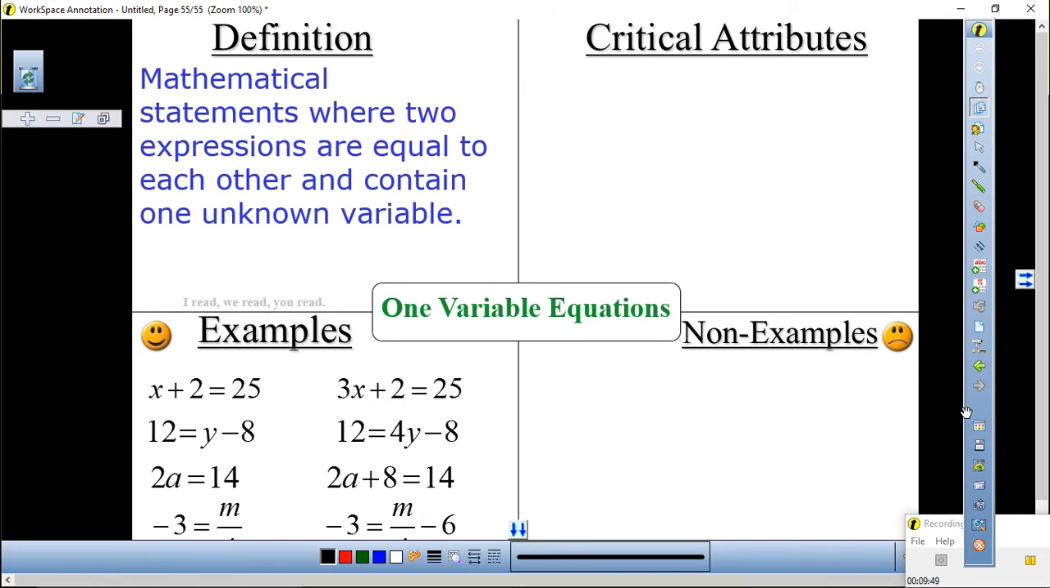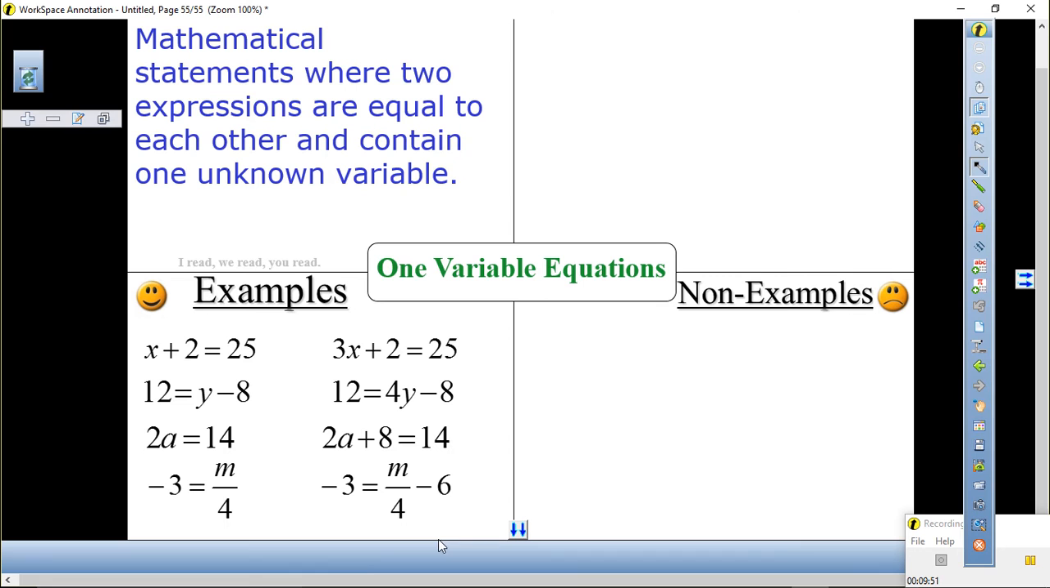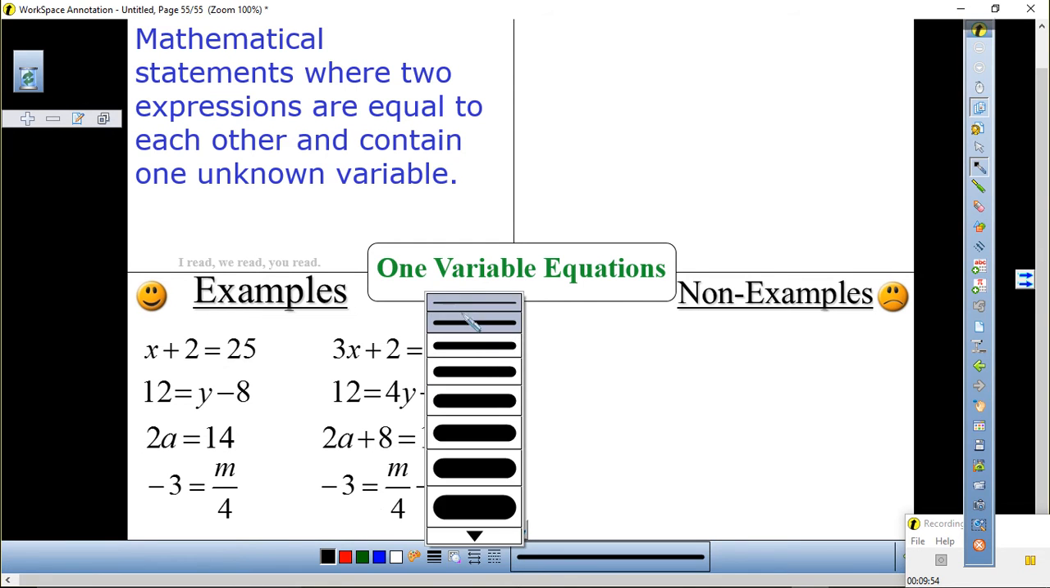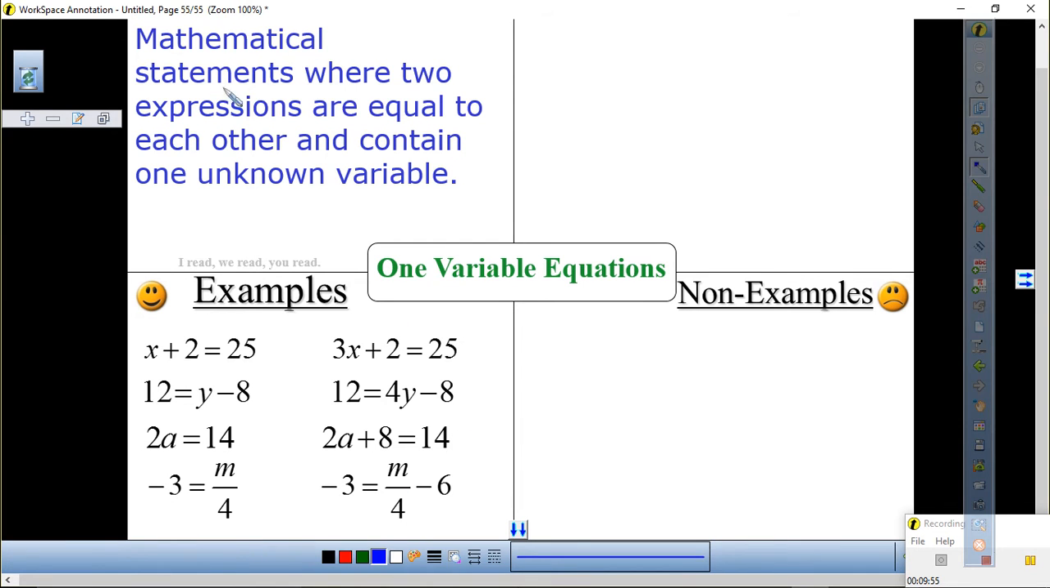All right, let's see. According to the definition, let me go over this. Mathematical statements. So basically, a mathematical statement should look something like this. But here's the key part of the statement. It's two expressions equal to each other. So let's see. Is x plus 2 an expression? Yes. Is 25 an expression? Yes. If it has an equal sign, that means that they are equal to each other. Is that correct?